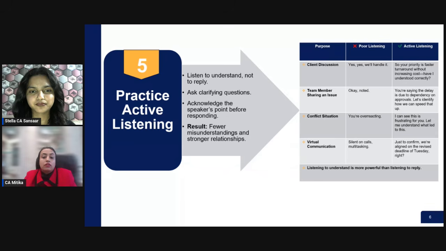Now, during a virtual communication, if the person is silent in calls and multitasking, it shows disinterest. So, how do we improve? We can put up questions like, just to confirm, we are aligned on the revised deadline on Tuesday, right? Ask clarifying questions, acknowledge. So, what is the key takeaway for rule number 5? Listening to understand is more powerful than listening to reply. I'll repeat, listening to understand is more powerful than listening to reply. That concludes our rule number 5.